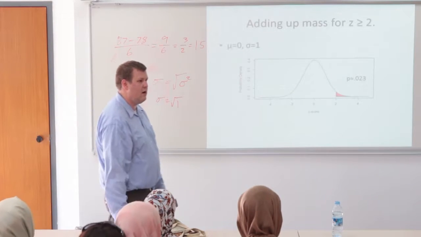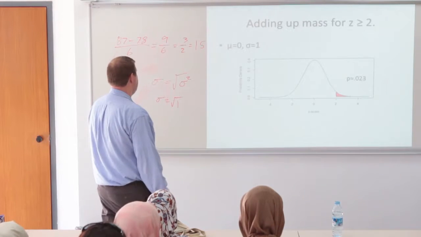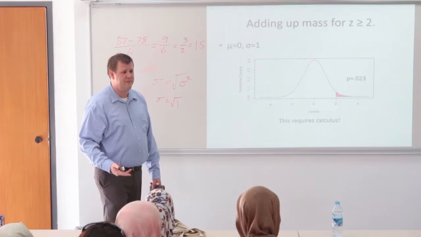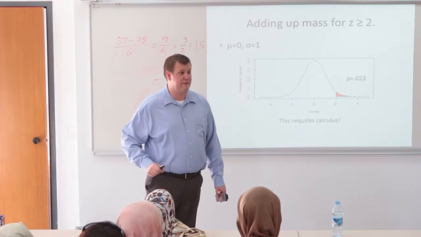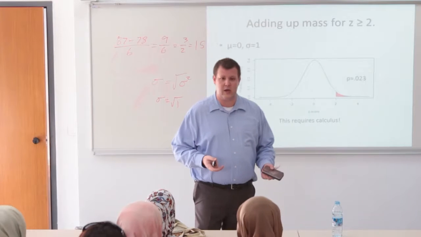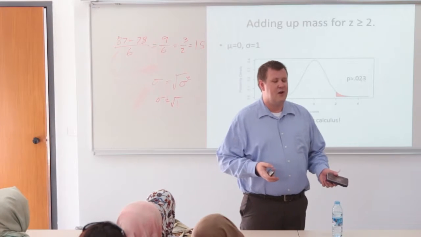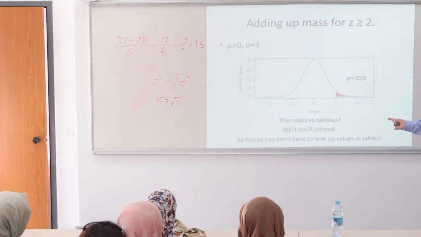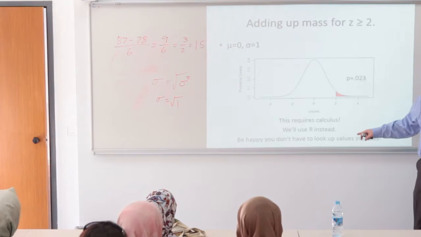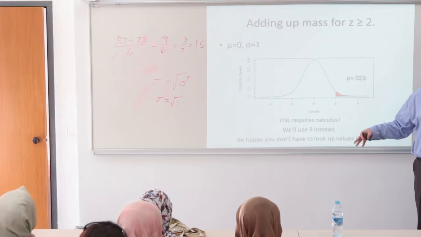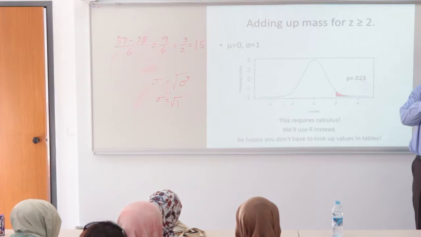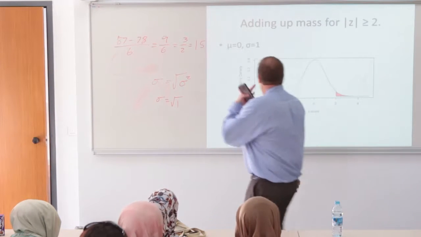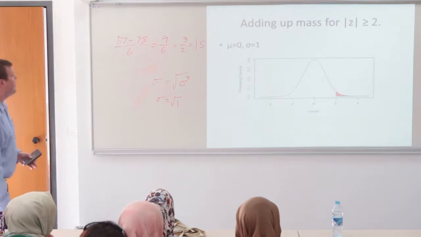I'll show you how to do this in R to calculate it exactly next class. It requires calculus. If you don't want to use R, and you actually want to solve for the true probability, you need to know calculus. But, you know, we have R. So we're going to use R instead. You can be happy that you don't have to look up values in tables. When I was a student, I didn't use R. I used tables. Ooh, let's see what the cutoffs are, and the pain in the butt. R is awesome.